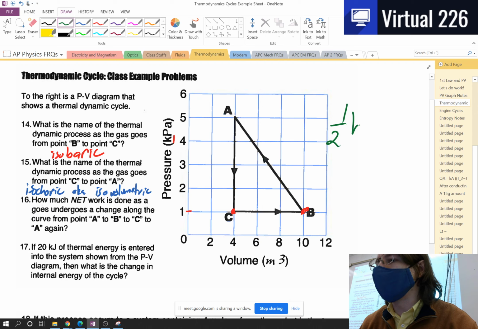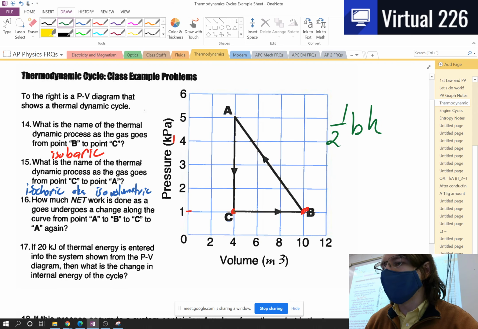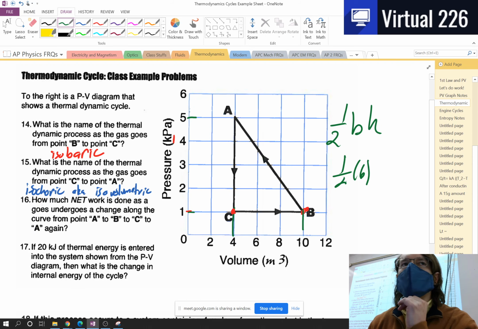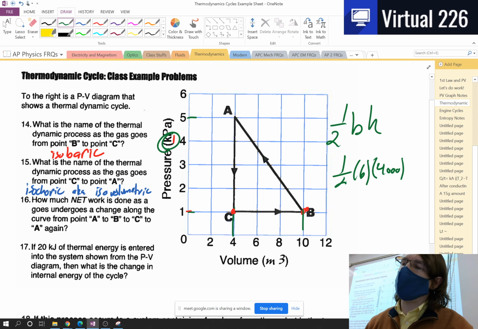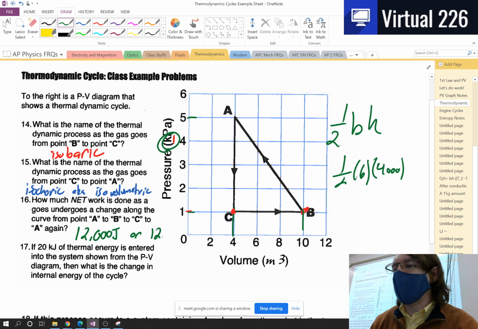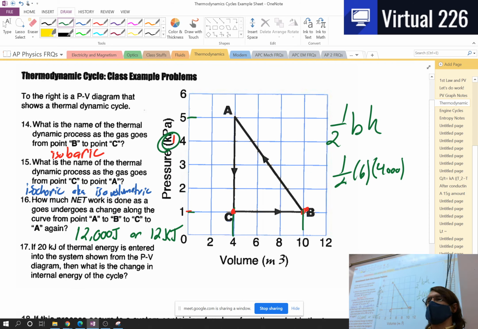But that's just a classic 1/2 base times height. Our base here goes from 4 to 10, so that's really a value of 6. So we've got 1/2 times 6. And then our height goes from 1 to 5, so that's really a value of 4. And then technically speaking, it's 4,000. So this is going to be 6 times 4 is 24, divided by 2 is 12, 12,000. That's 12,000 joules, or you could write that as 12 kilojoules. However you'd like to do that. But no matter what, that work is the area.